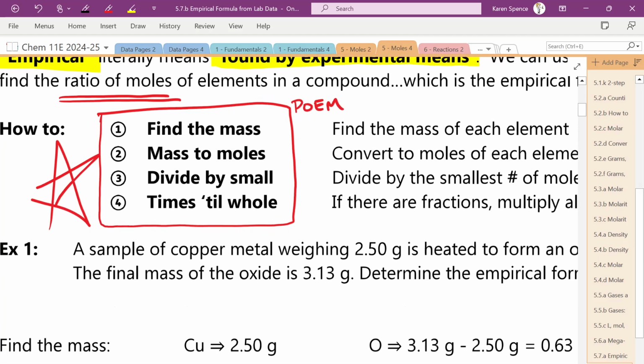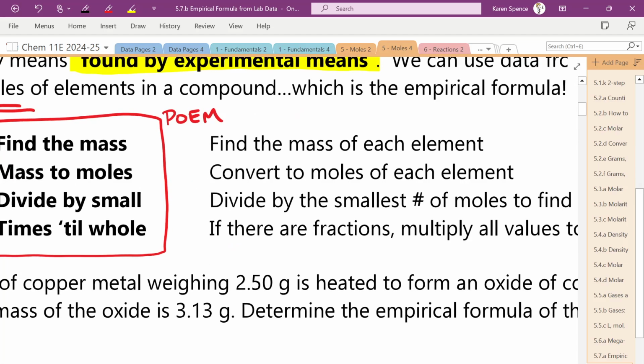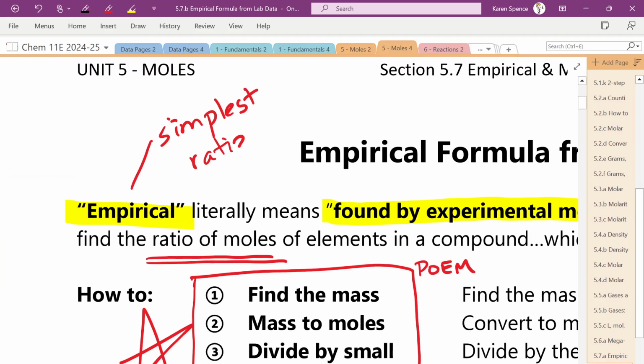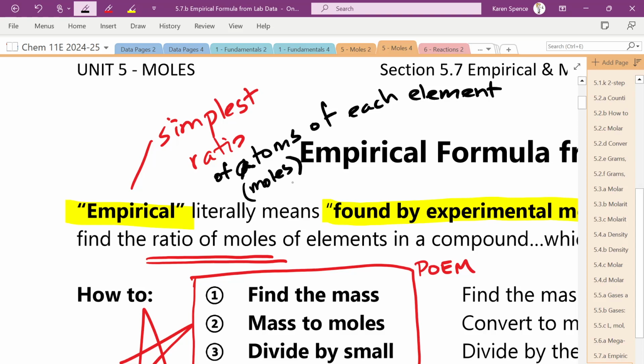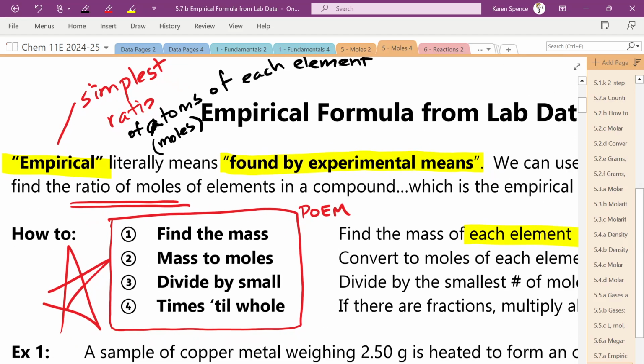Okay. So what do we mean when we say find the mass? You need the mass of each element, because remember, we're finding the simplest ratio of atoms of each element. And how are we going to find the moles of atoms of each element? We need our mass first, okay? Because mass is something we can find in an experiment. Find the mass of each element.